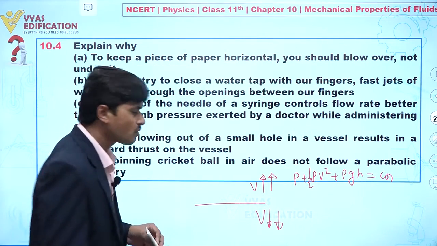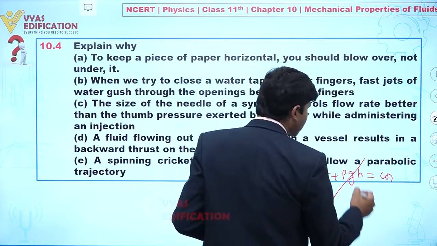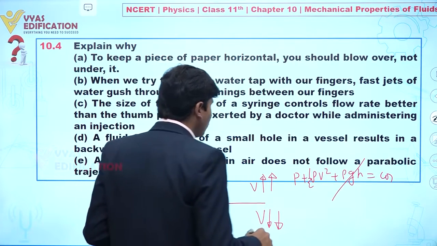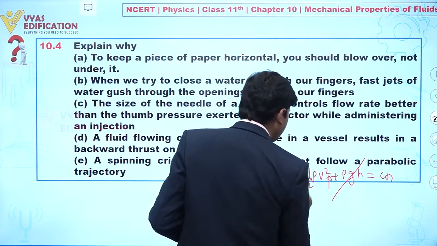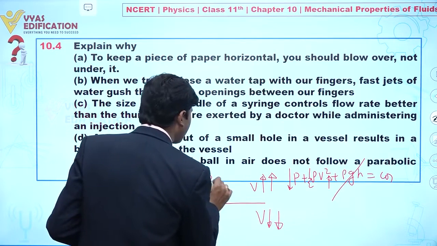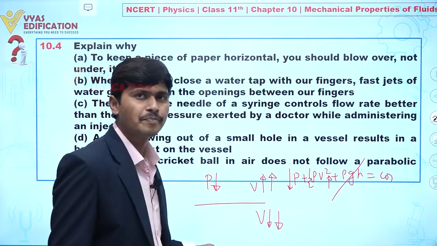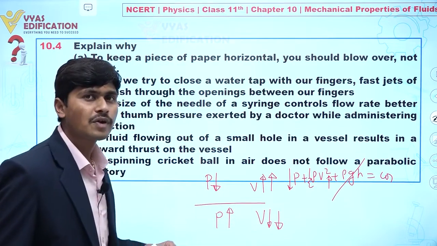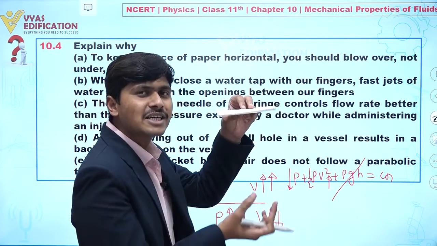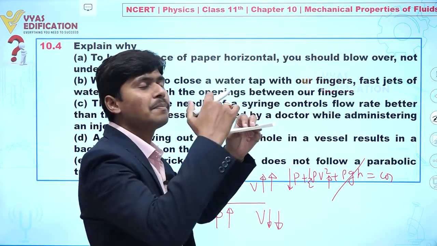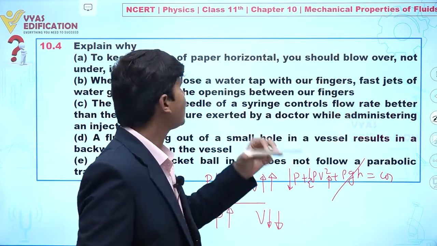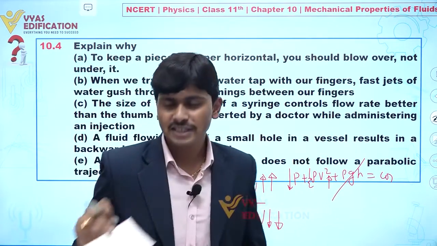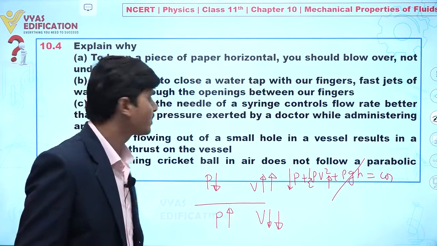So definitely if we are talking about datum, the datum is almost the same, so this will not contribute any factor, clear? So if we are increasing velocity, then on the top part the pressure decreases, clear? At the same time pressure is increasing at the bottom, so what will happen? Pressure exerted from the bottom will be more compared to pressure exerted at the top, and at that time I can hold this paper horizontally, clear to everyone? So this is the explanation of part number A, clear?